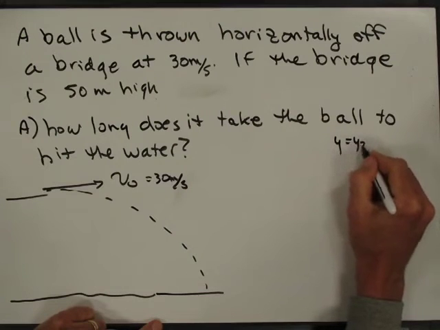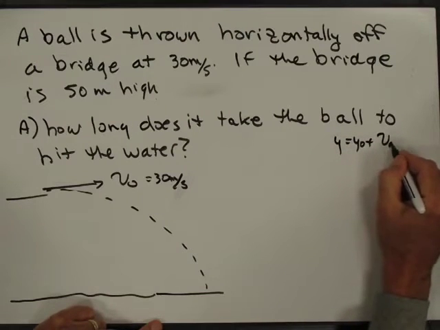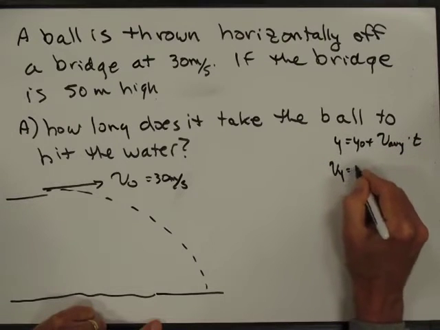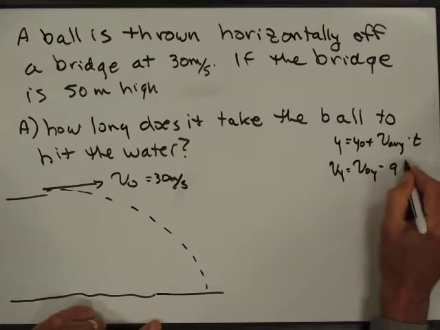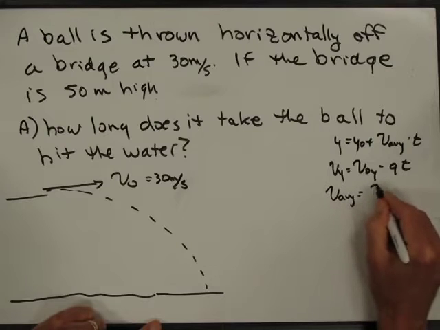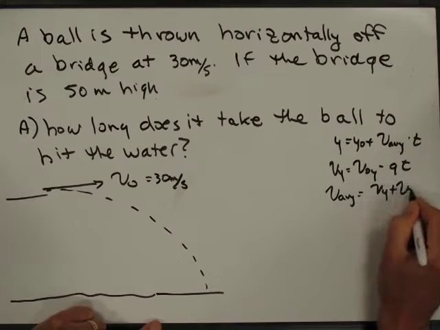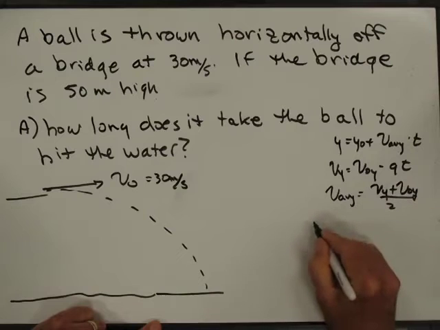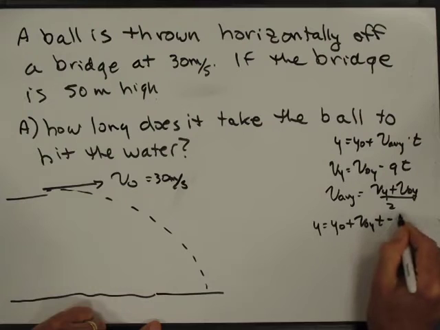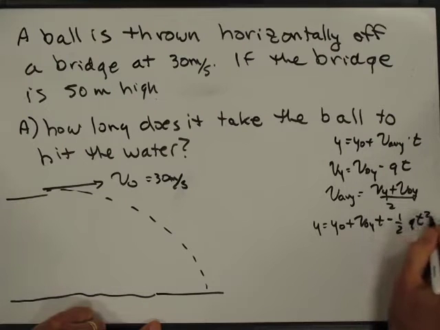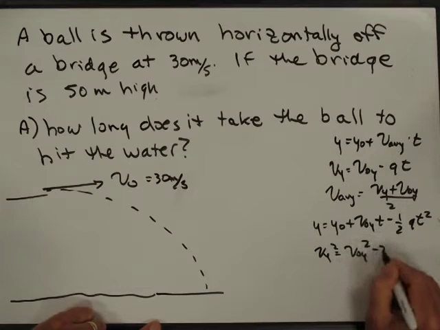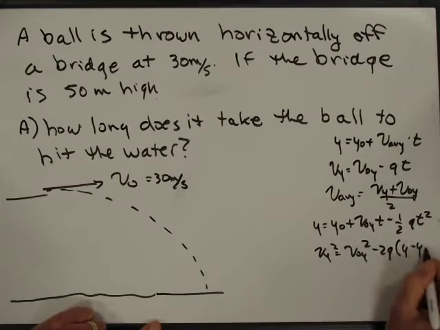y equals y naught plus v average y times time. vy equals v naught y minus g times time. v average y equals vy plus v naught y over 2. y equals y naught plus v naught y times t minus 1/2 g t squared, and vy squared is equal to v naught y squared minus 2g times y minus y naught.